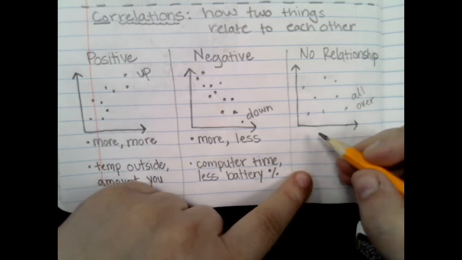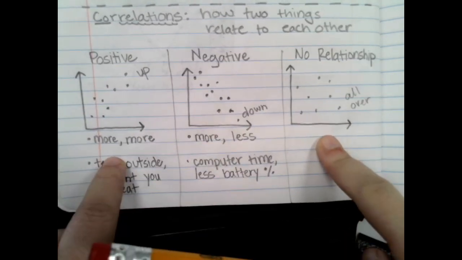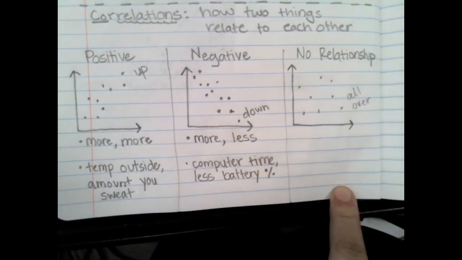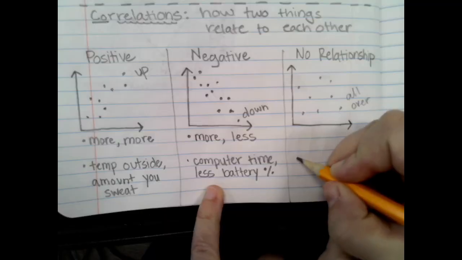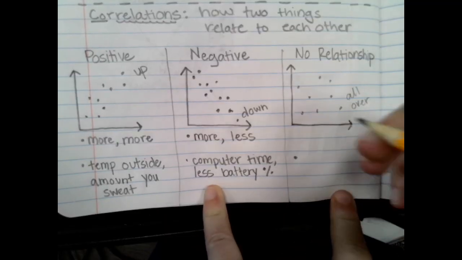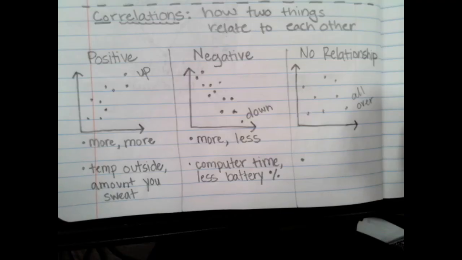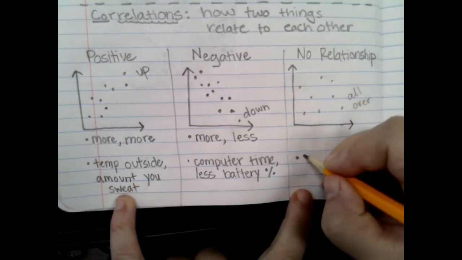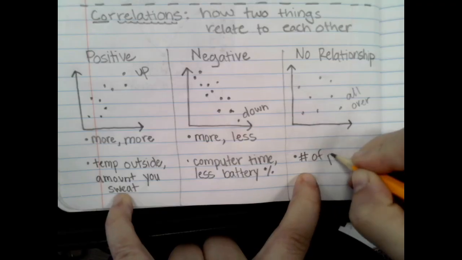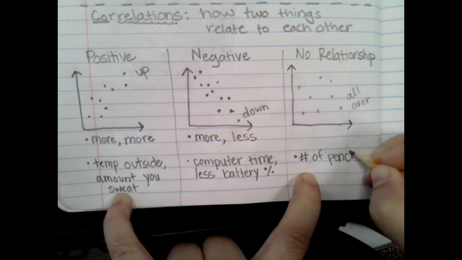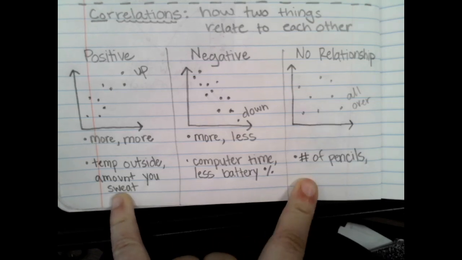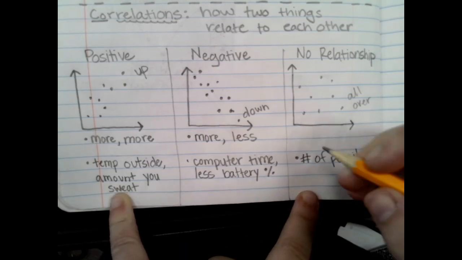Okay, so for this one, we don't have a relationship. It's not a more, more. It's not a more, less. It's not a less, more. There's just no relationship between them. So for our example, would be like our number of pencils we own, and how much water you drink.